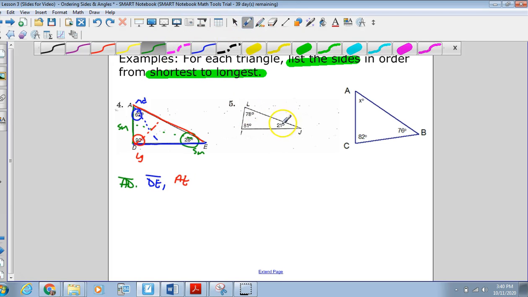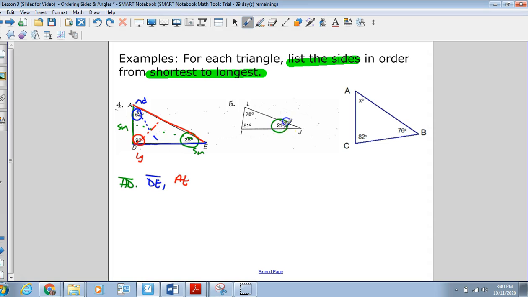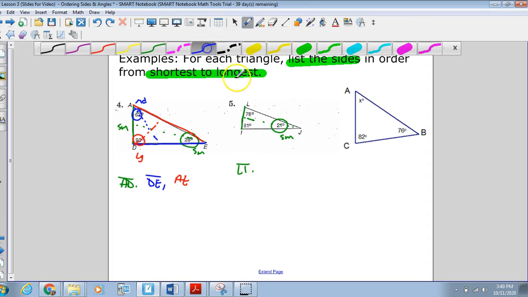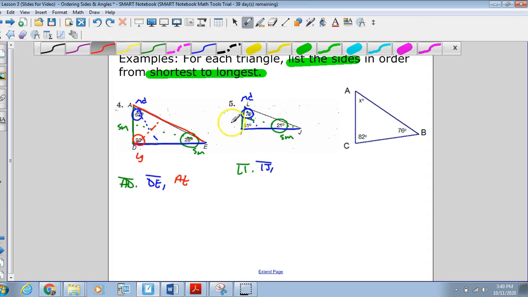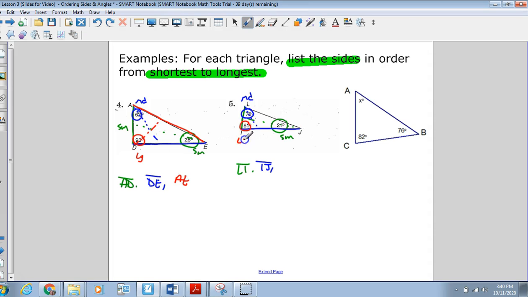For our next one, we have a 21. That's our smallest over here at angle J. Across from that is LI or IL. And our medium angle is 78 degrees. Across from that, this other side over here is IJ. And our largest is 81 degrees. The side that's across from that, it's the other two letters, is LJ.